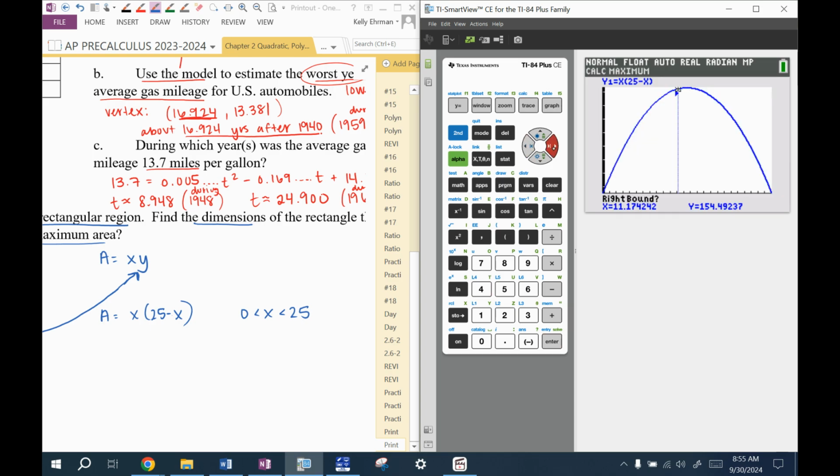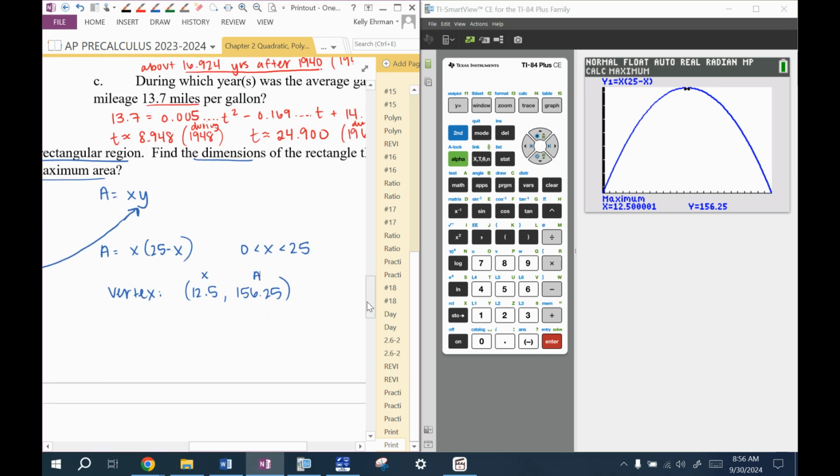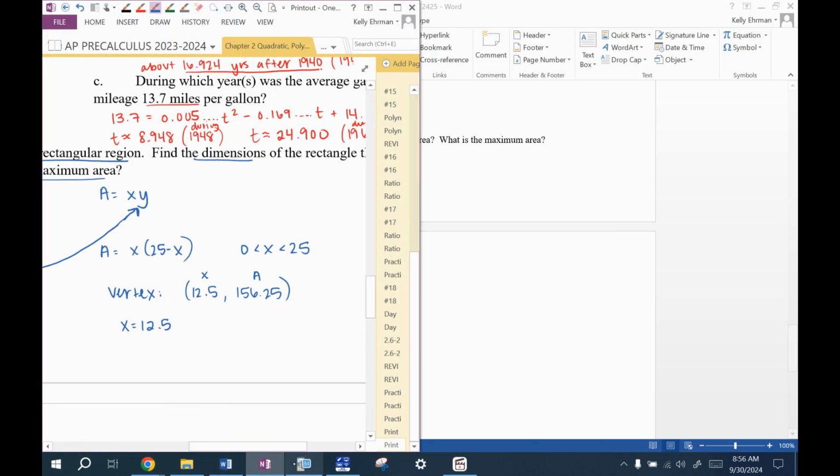So let's go left, and let's go right, and we press enter, and it comes out to 12.5, and I'm going to write down the whole vertex. So the vertex is 12.5 and 156.25. The vertex represents an x coordinate and an area, not a y coordinate. Because remember that we only have 50 feet of fencing, so y can't be this answer. All right, so what are the dimensions? When x is 12.5, and what is my label on that? Let's see.